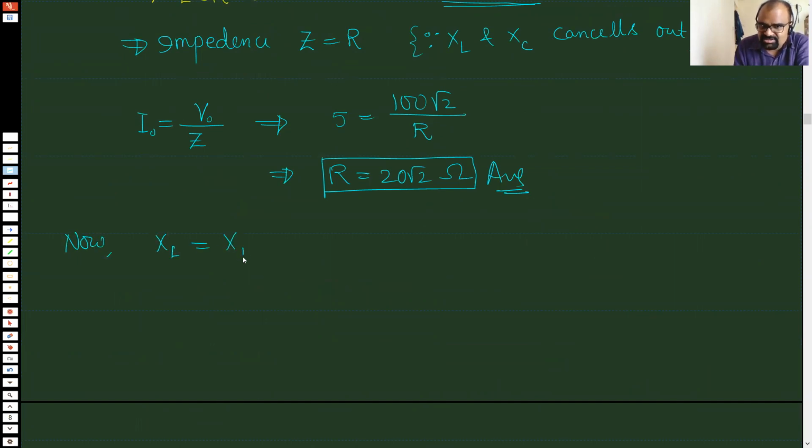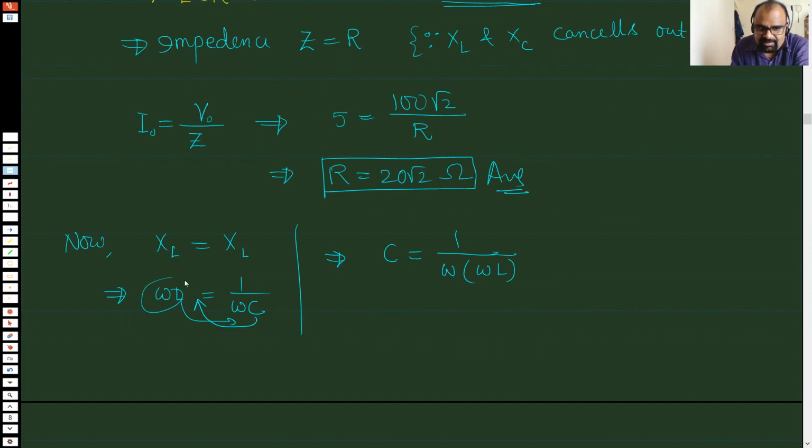Once you come to this conclusion, you know XL is equal to XC. So omega L is equal to 1 by omega C. Now we want to find C. So let's get C on this side. Do you understand what I'm doing? I got C on that side and the rest on this side. Why? Because L was given and we wanted to find C. So C is 1 by omega square L.